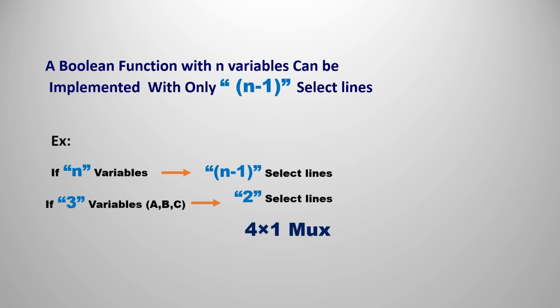We just discussed that with n select lines we handle n variables. That is the first method, which requires many more select lines and many more inputs. But with the second method, for n variables we use n-1 select lines. For example, 3 variables means two select lines, so a 4x1 multiplexer can be used for the implementation.